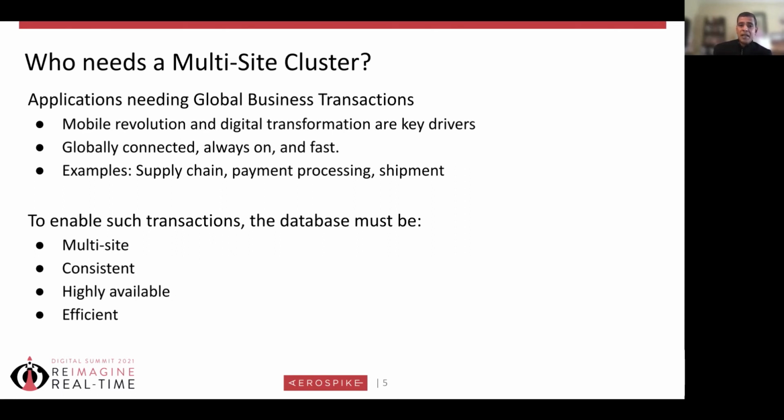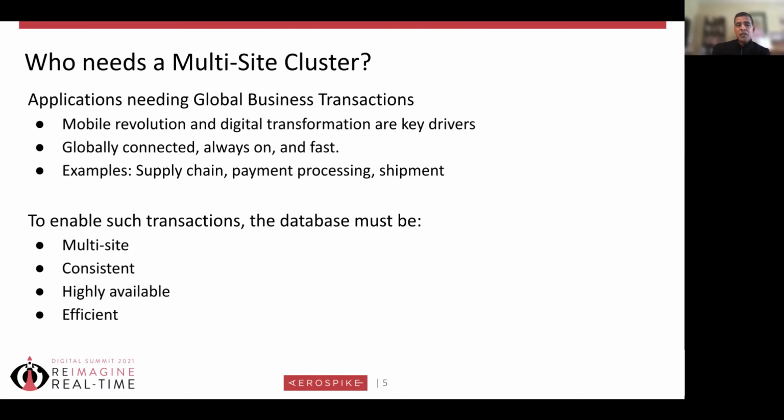Also, there's a trend of digital transformation within the enterprises, where not only are the businesses being connected to their partners and their customers, but also within the enterprise, things are becoming faster, always on, and so on. So as a result, things are getting more globally connected. They are always on and they are fast. And examples abound around us in various applications: supply chain, payment processing, shipment, and so on.